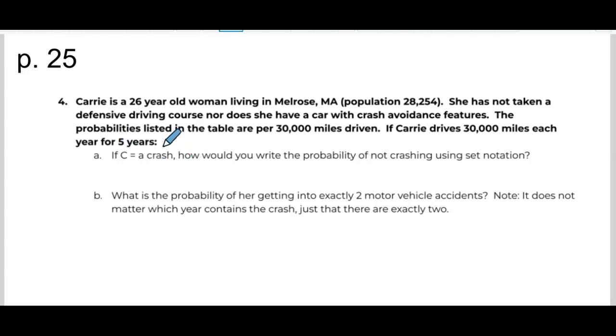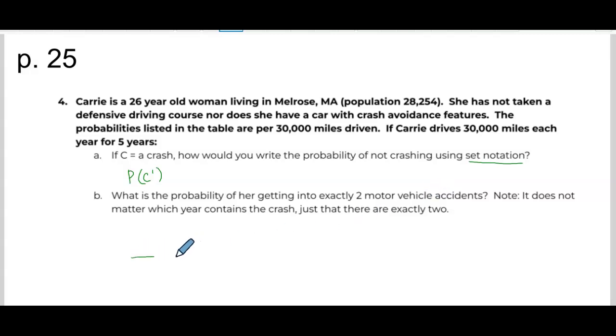If C equals a crash, how would you write the probability of not crashing using set notation? So that came up before where we had that apostrophe. So we're going to do the probability of C apostrophe. That's how you show not the thing that it's saying. All right, so the probability of her getting into exactly 2 motor vehicle accidents over the course of 5 years.